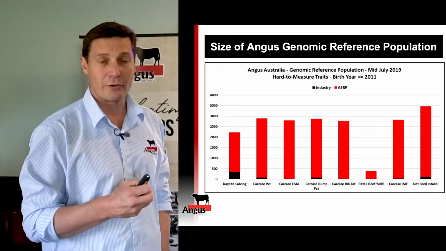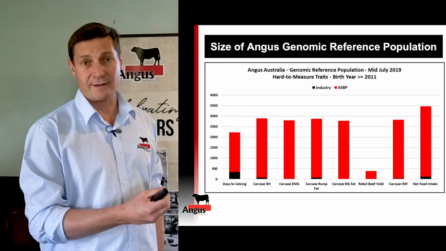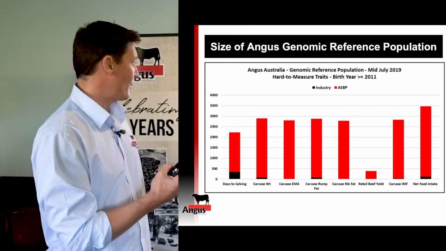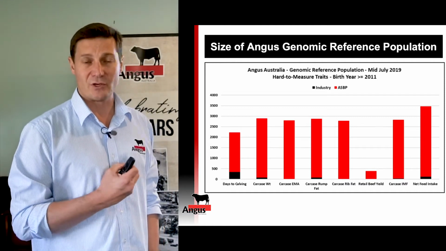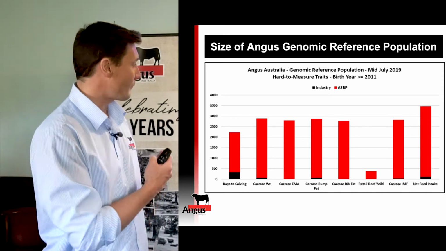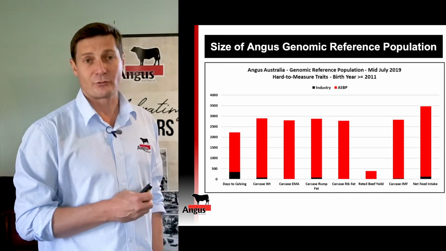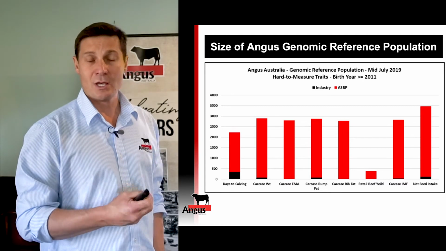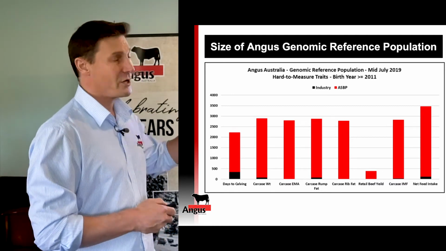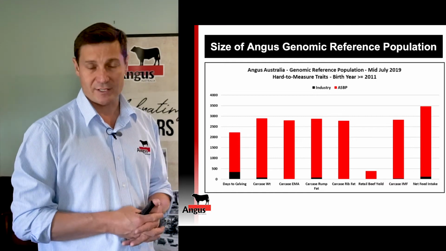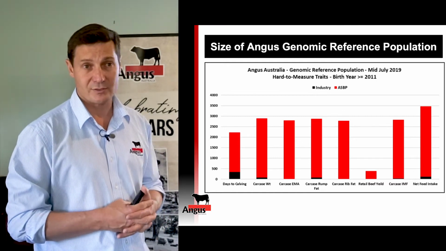The other thing you'll note is that the bars are all red now. So all the performance information which is building this genomic reference population for use by Angus Australia members is basically being collected through the Angus sire benchmarking program. That's where that program is really delivering a lot of value. Now, those traits on those graphs are really the traits for which we currently have breeding values produced.